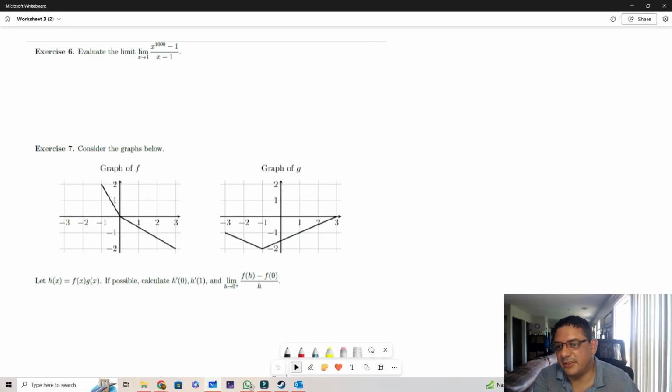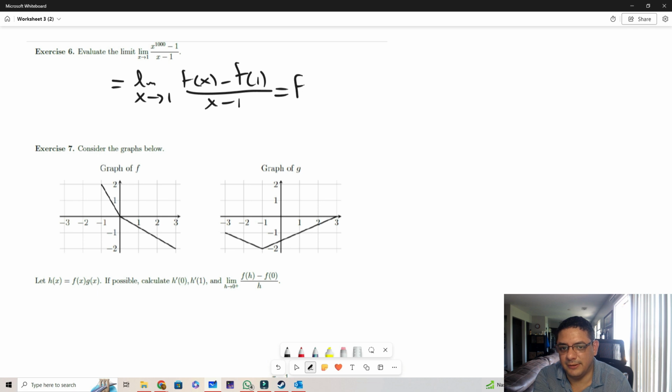In this next exercise, we have to evaluate the limit when x goes to 1 of x to the 1000 minus 1 over x minus 1. To solve this limit, you have to recognize that what we really have here is a situation of the form limit when x goes to 1 of a certain f of x minus f of 1 over x minus 1. If we identify this, then this means that what we're really getting is f prime of 1. This is what this limit is.